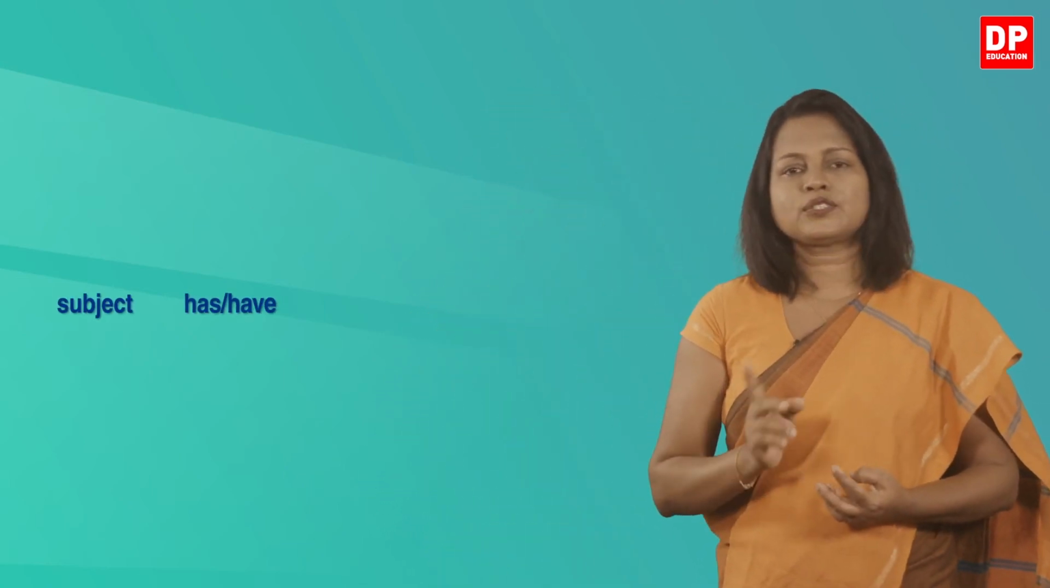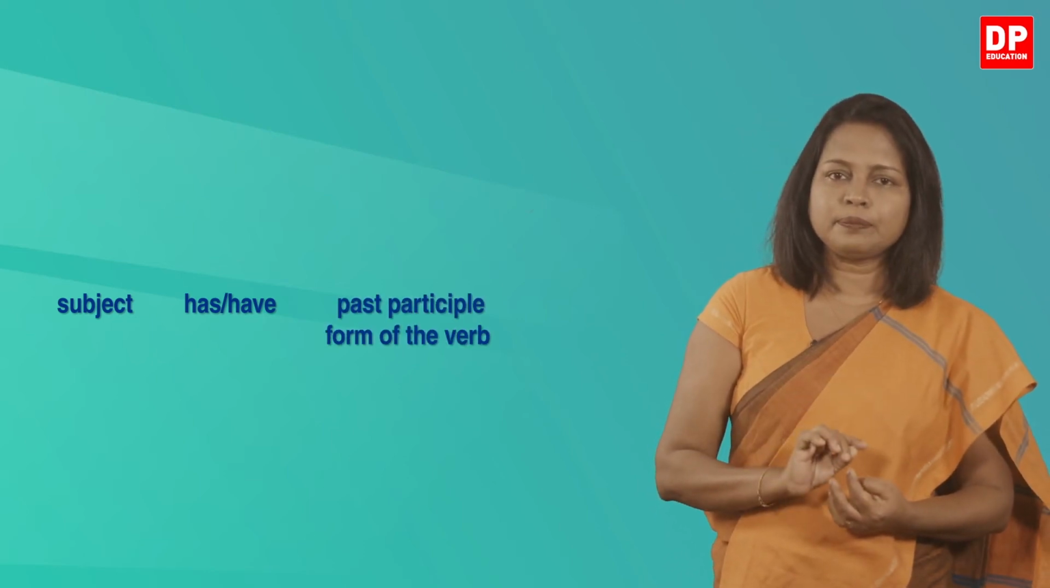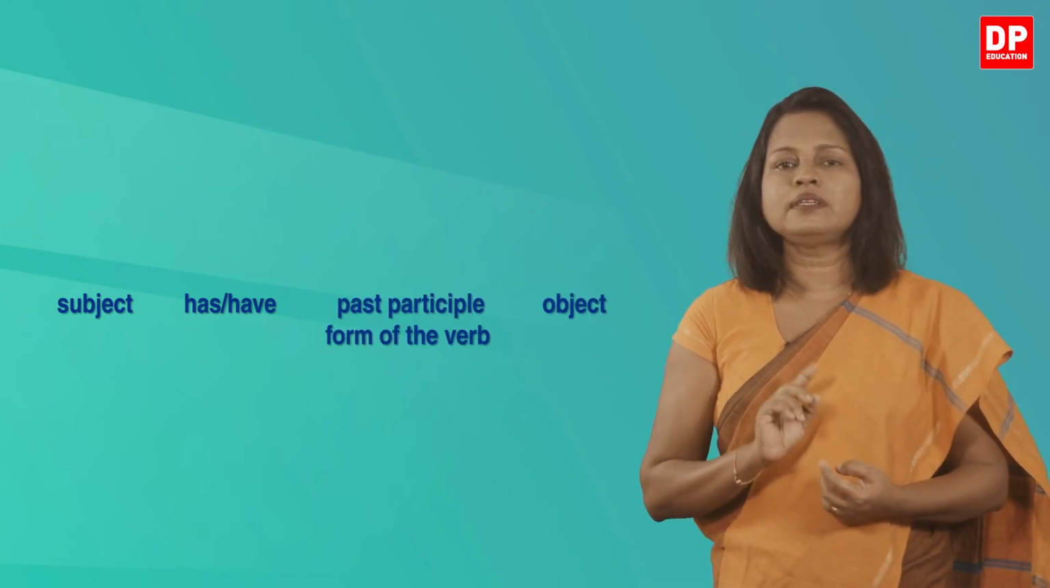As we have already learned, active voice sentences in present perfect tense have the following structure. Subject has or have, past participle form of the verb, and the object.